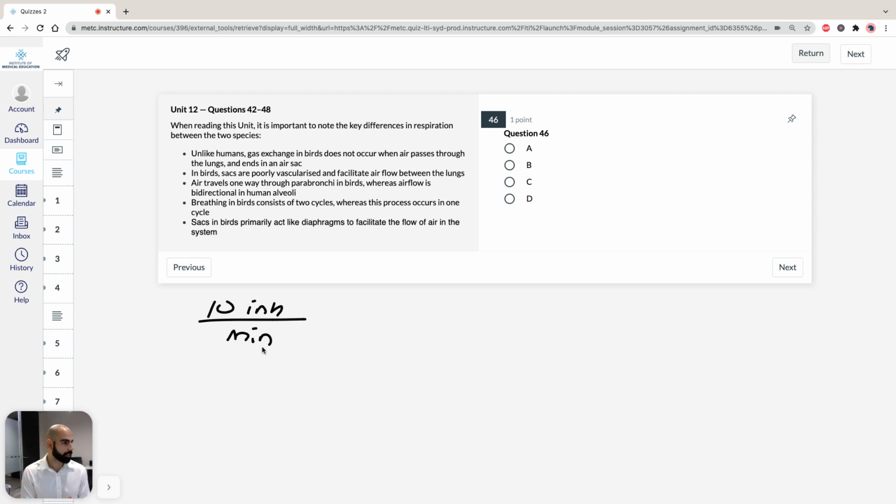And they each begin to inhale the air. Assume, and this is also an important piece of information, that the time for inhalation and exhalation are the same. Compared with when it's first exhaled from a bird, when will the air be exhaled from a human? So let's take a look at this logically here. 10 inhalations per minute, and the answers are given in seconds.